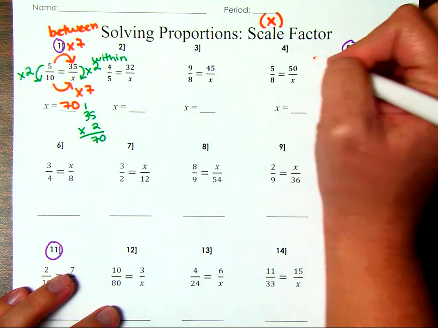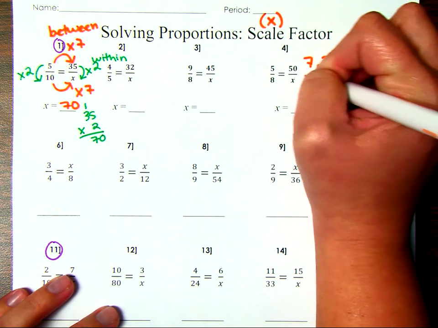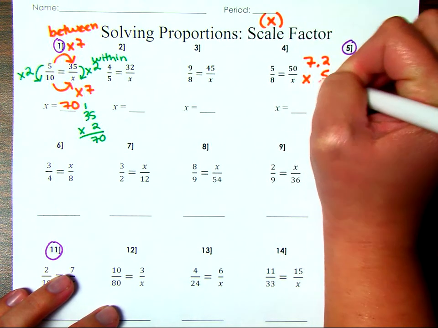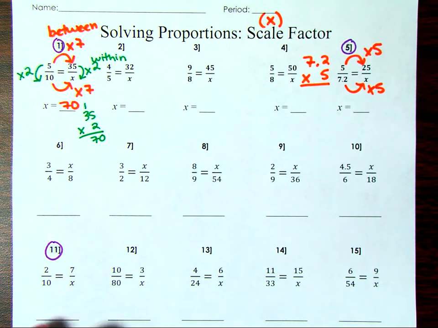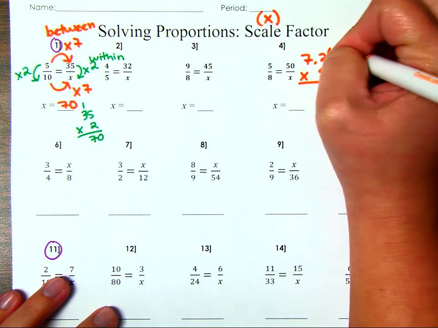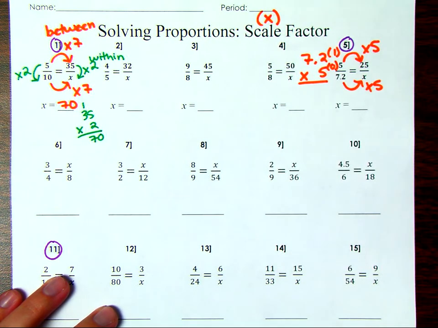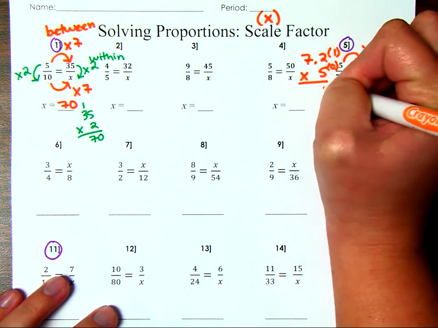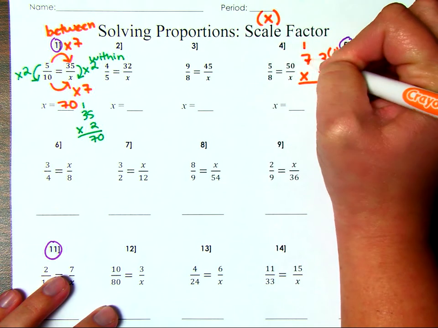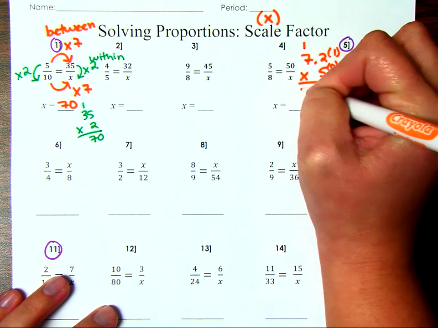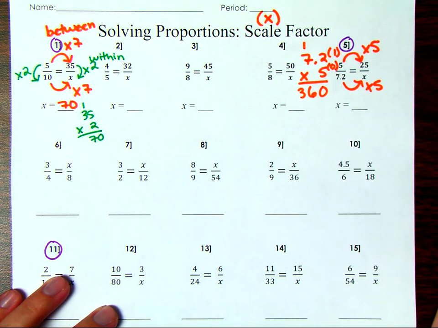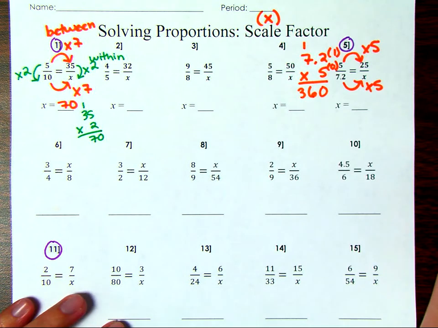So 7 2/10 times 5. Remember, when we multiply decimals, we line up the digits. Pretend the decimal's not there for just a minute. There's one number after the decimal here. No numbers after the decimal here. So 5 times 2 is 10. 5 times 7 is 35. Plus 1 is 36. So we're pretending like we're multiplying 72 times 5.